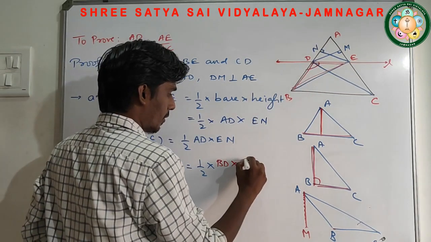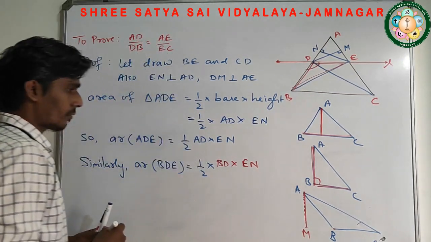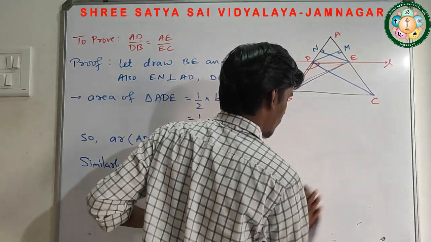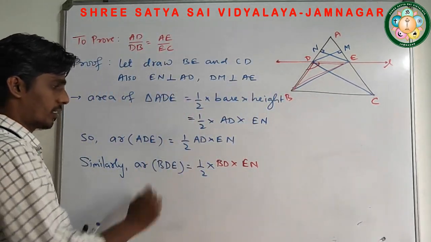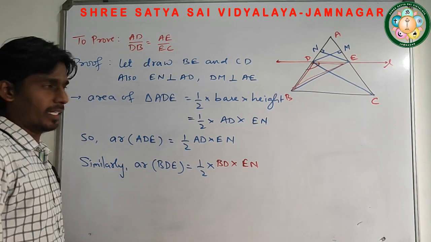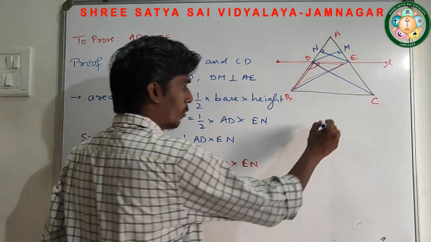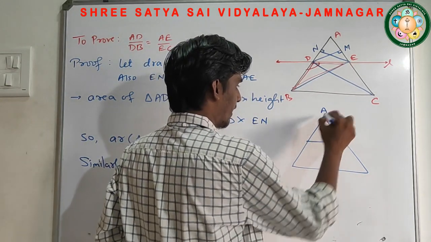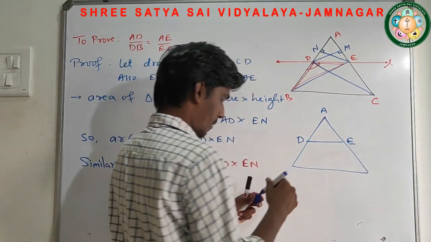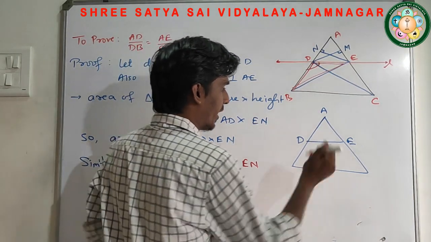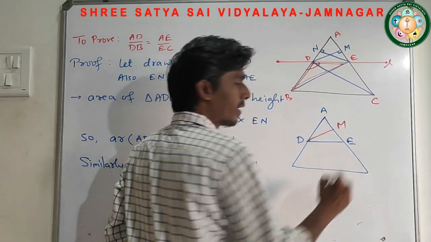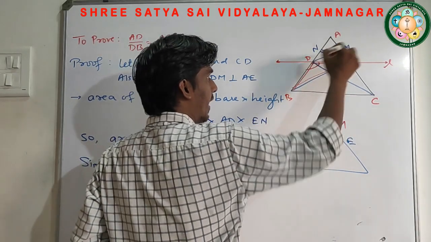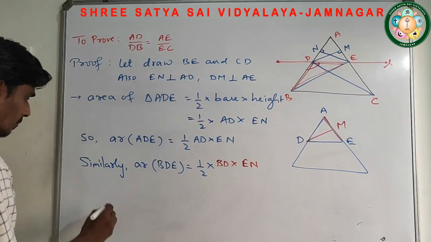Altitude is what? EN. Now I got these two formulas for AD and BD. Now the same thing I want to do for triangle ADE. But now the thing is, I am going to take the altitude DM, and the base will be A. Base A will be there, and altitude is DM.